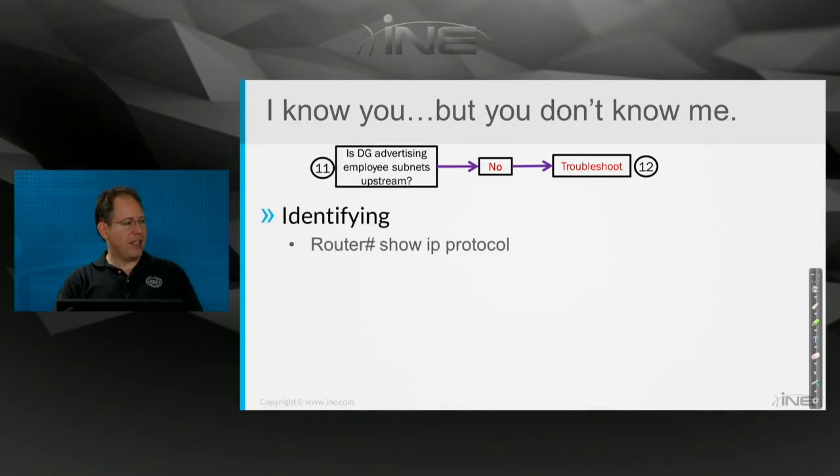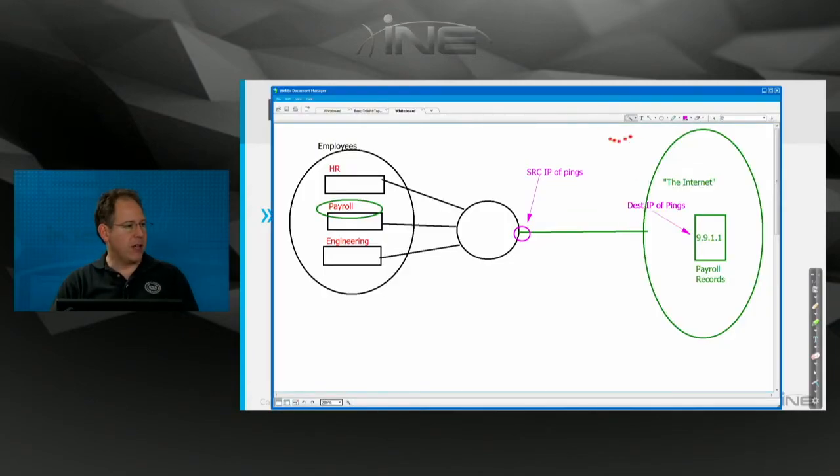So, step number one, identifying. What we're trying to identify here is, is my default gateway actually advertising the employee subnet? So in this particular case, in order for this to work end to end, on the default gateway, this interface right here is going to be in the exact same subnet as my payroll employees. It's going to have an IP address that's in the same network as the IP addresses on the laptops of my payroll people. Whatever network sits on this interface, we need to verify, is this router actually advertising that network upstream with whatever routing protocol is being used.